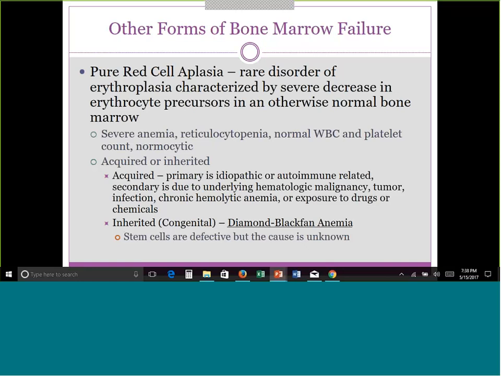Now there is an inherited form called Diamond-Blackfan anemia in which the stem cells get defective. So I would know that Diamond-Blackfan anemia is an inherited red cell aplasia.